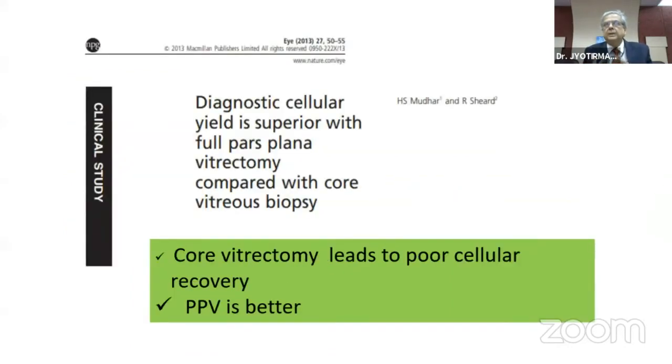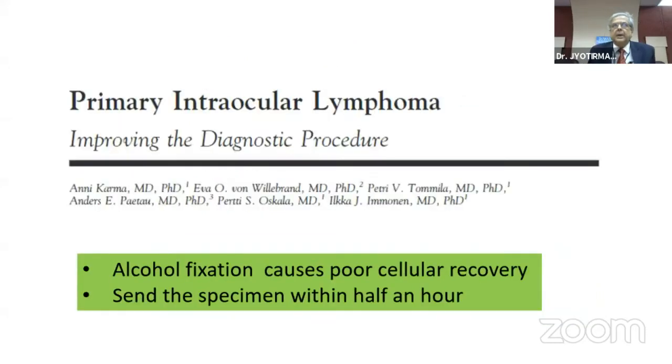So how do you do that? Instead of vitreous biopsy, as has been told, core vitrectomy is better. In primary intraocular lymphoma, alcohol fixation causes poor cellular recovery. So send the specimens without any preservative within half an hour to the laboratory.